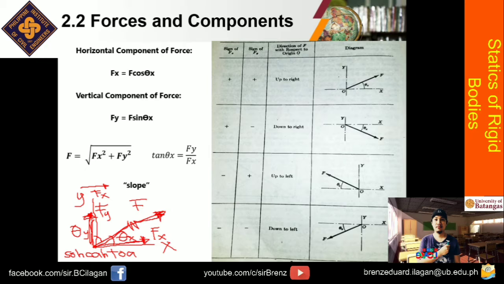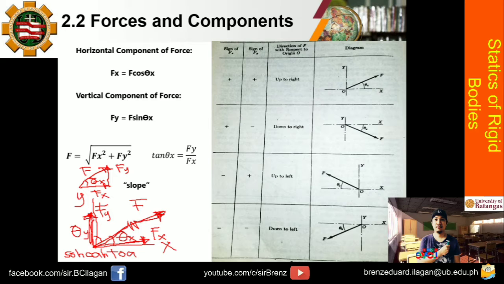And then meron kang y component, so that is your Fy. And then yung resultant mo, kapag pinagsama mo yung dalawa, that is considered as your force F, kung saan ito yung ating theta x. So again, if you're going to solve for the x component muna, anong gagamitin natin if yung x component?